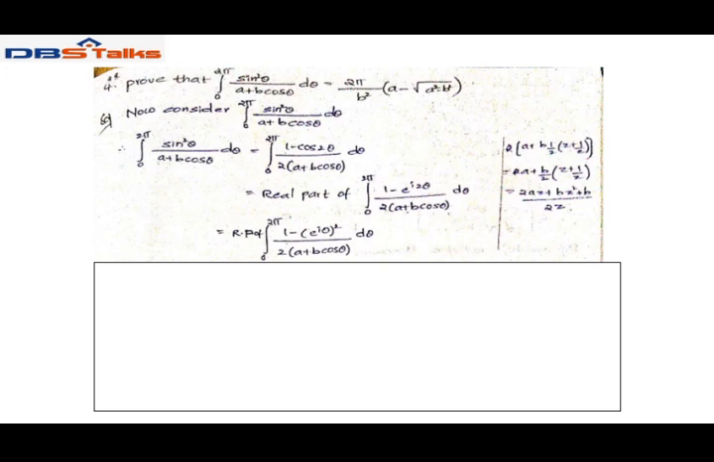Then in the given problem, next we have to write 1 minus cos 2 theta as the real part of 1 minus e power i 2 theta. This is the important point in this problem. So the integral equals the real part of integral 0 to 2 pi of 1 minus e power i 2 theta, that is e power i theta whole square, by 2 into a plus b cos theta d theta.